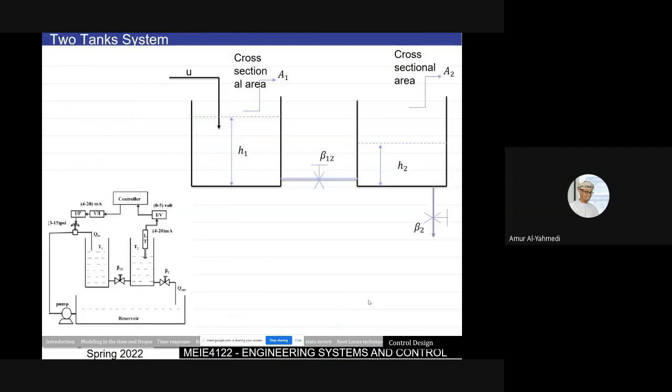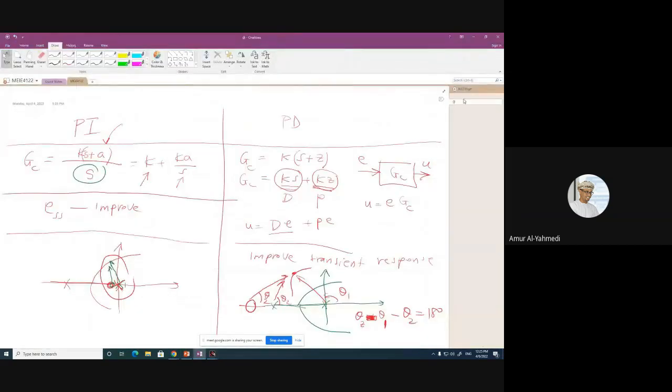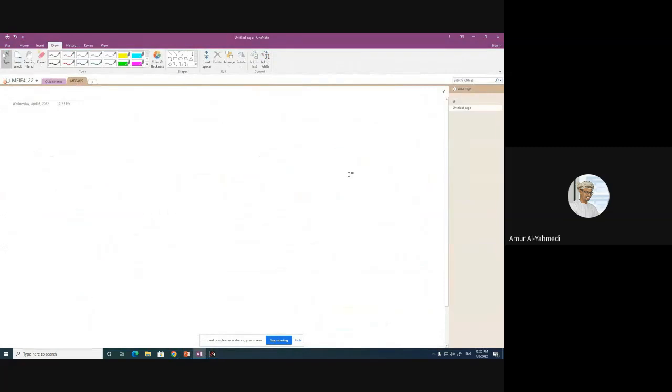I wanted to try some of those controllers on this system and do some sort of simulation, but I think doing it online will not be easy. So I will just answer your questions regarding what I did so far on these two controllers, the PI and the PD. And we'll do that simulation work next week.